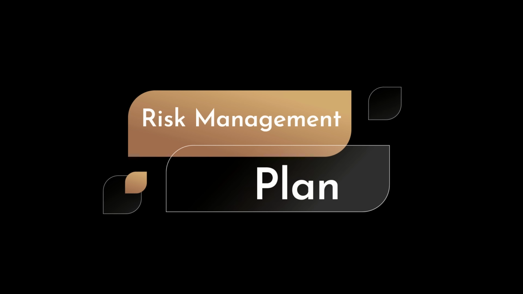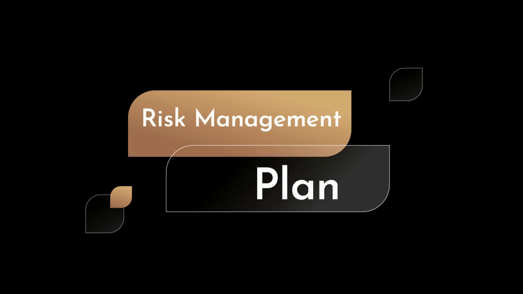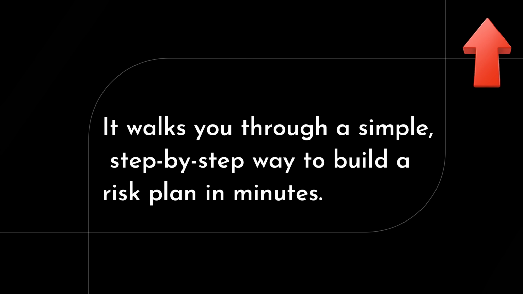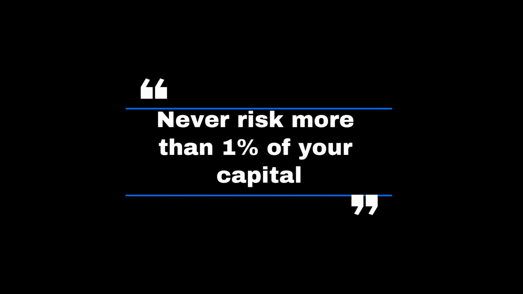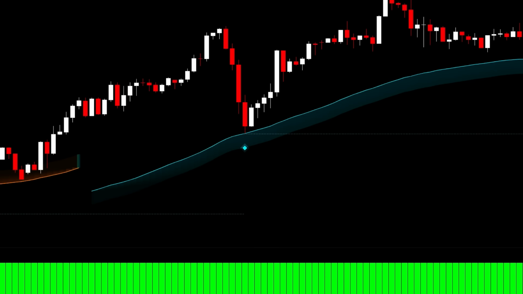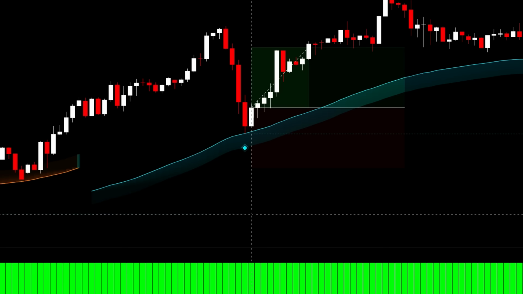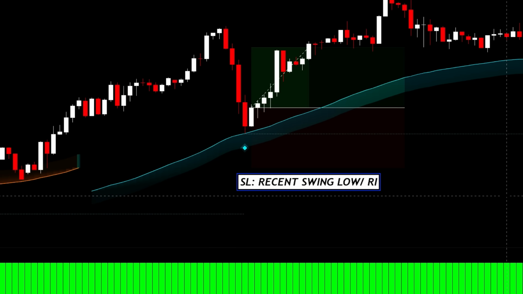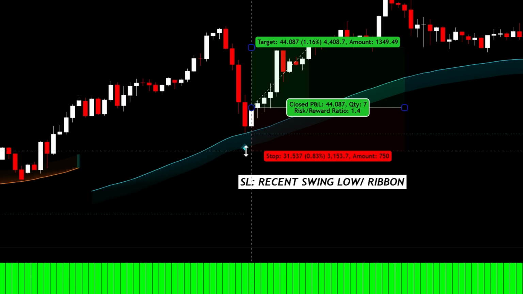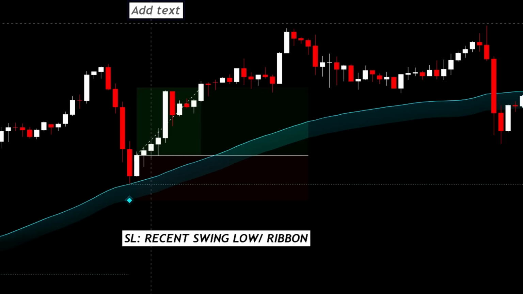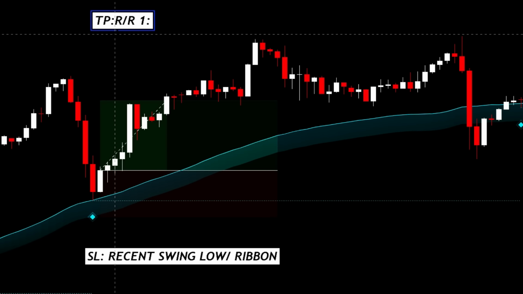But before we take any trade, always have a risk management plan. If you haven't already, check the video link in the card above. It walks you through a simple, step-by-step way to build a risk plan in minutes. Alright, back to the strategy. Never risk more than 1% of your capital. Place your stop loss just below the recent swing or below the cloud. Target at least a 1 to 2 risk to reward ratio.